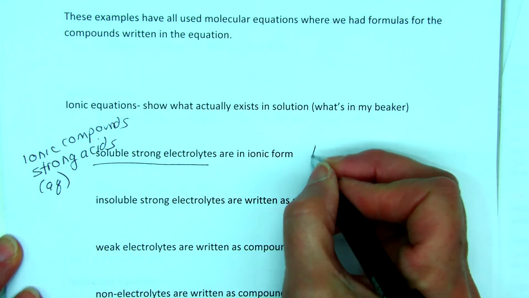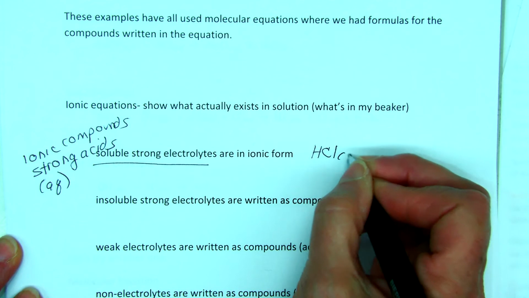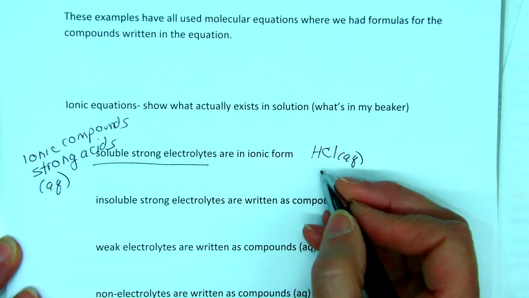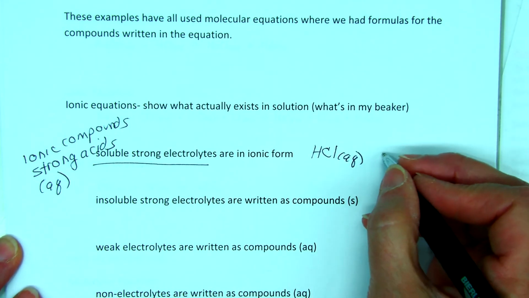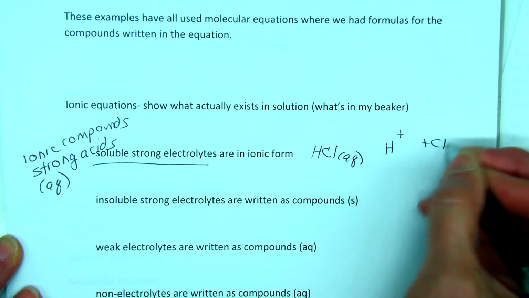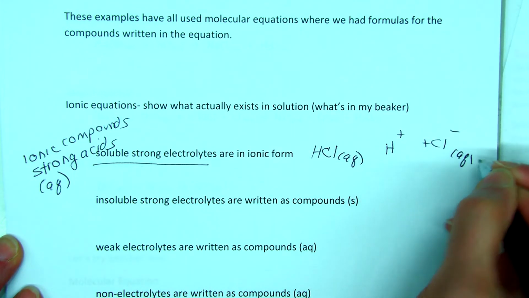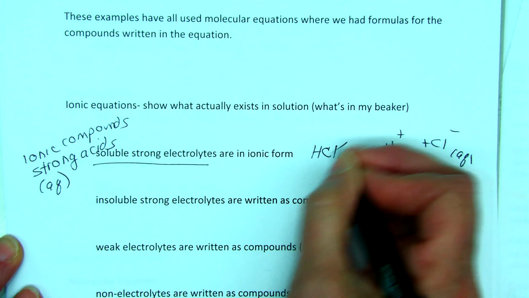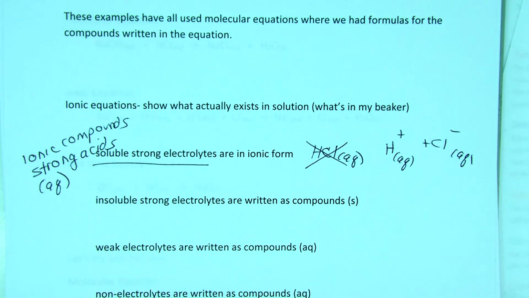So if we have HCl aqueous, which is a strong acid, and we look in that beaker with our molecule seeing eye, what we really see is hydrogen ions and chloride ions. So the ionic equation represents for us what's really in the beaker that I would see with my molecule seeing eye.